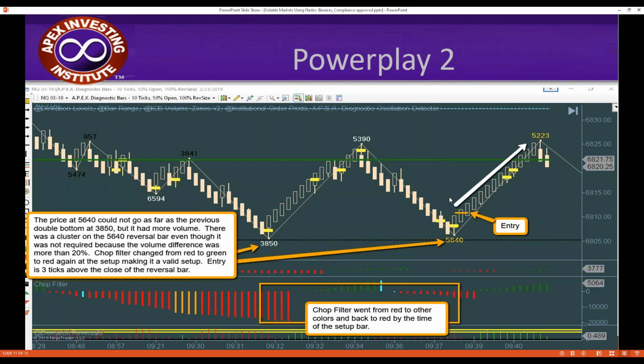So in a volatile market, we don't want to just take every zigzag. We don't want to just take every turnaround. We want to have a reason for it, right?